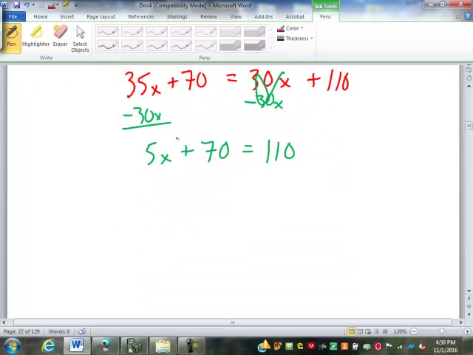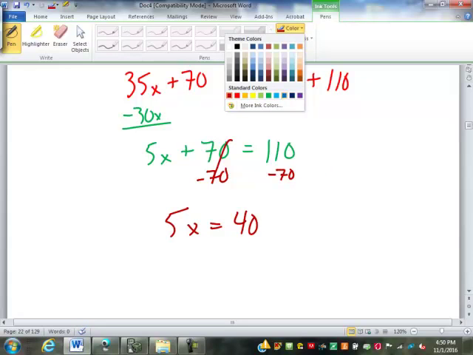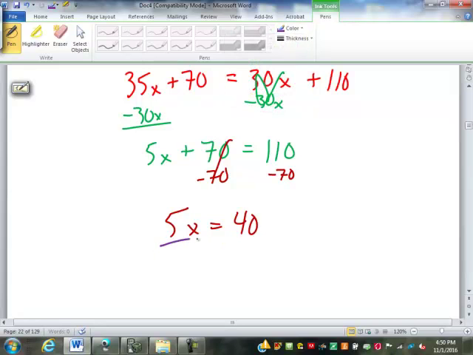So 5X plus 70 equals 110. What are we going to do? Subtract 70. So 110 minus 70 is 40. And then divide by 5. X equals 8. All done?